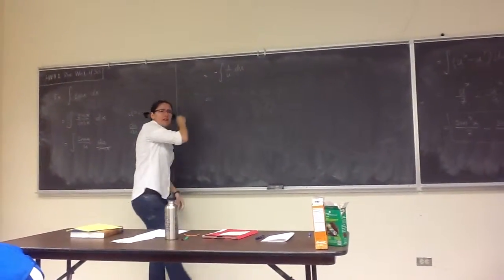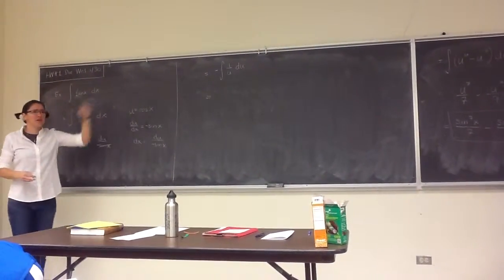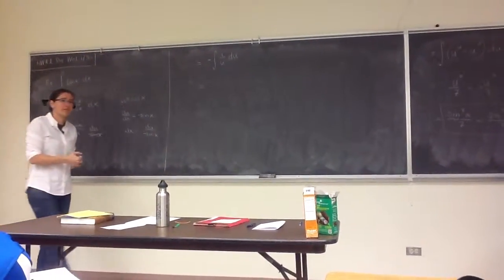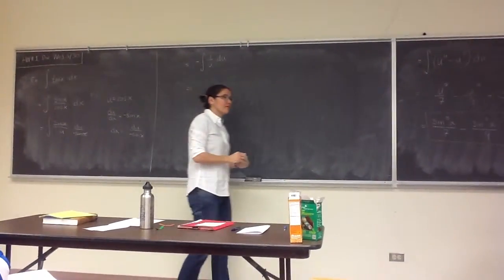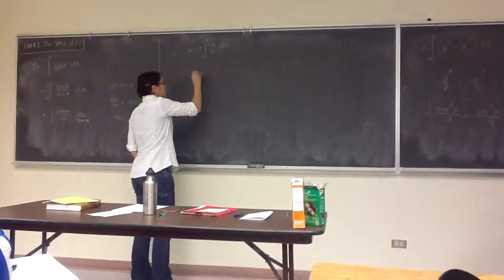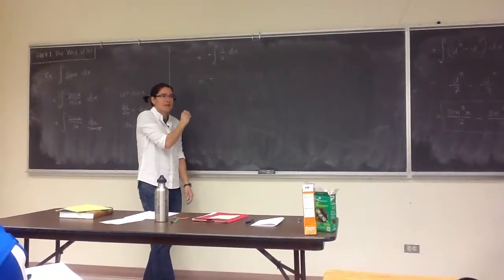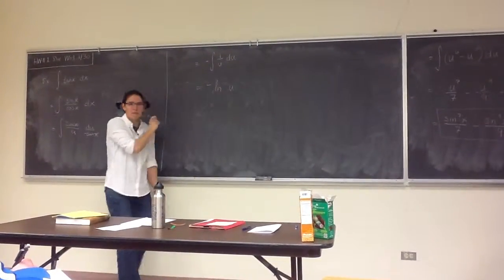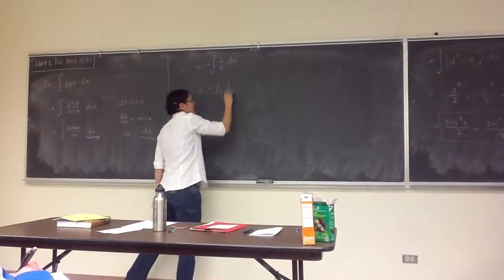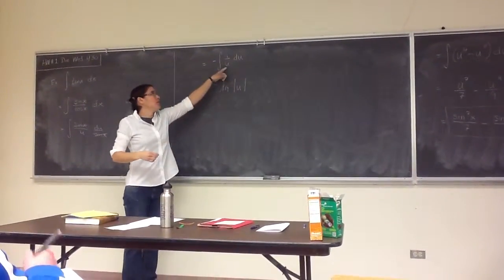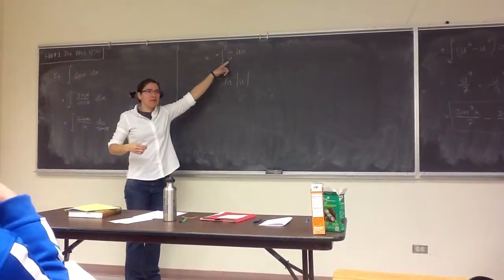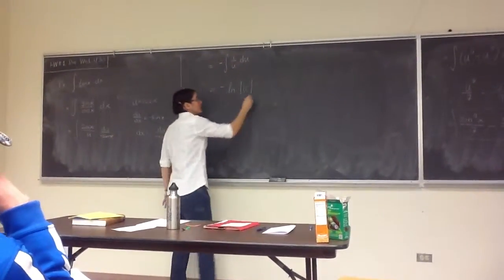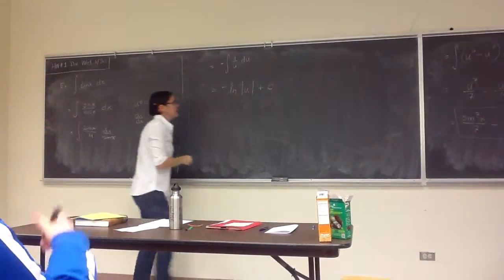Good. Take a look at your neighbor and remind your neighbor what the antiderivative of 1 over u is. Yeah, natural log of u. Do I need to remember anything else? Absolute value of u. Yeah, these have to be absolute values. Why? Because we didn't necessarily know whether u was positive or negative in the original problem, and natural log only has positive inputs. So we have negative natural log of the absolute value of u plus c.